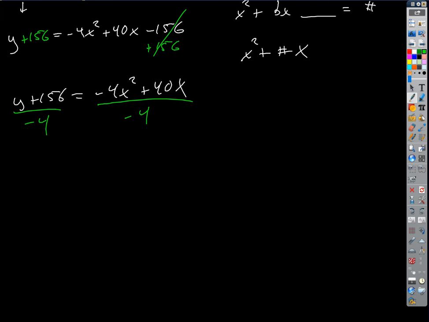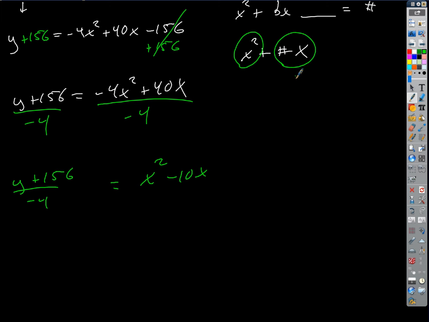Okay, so if I do this, what do I end up with on this side? When I divide this whole thing by negative 4, I'm just dividing each term by negative 4. So what do I get from the first term? What's negative 4x squared divided by negative 4? X squared, okay. Good. What's 40x divided by negative 4?